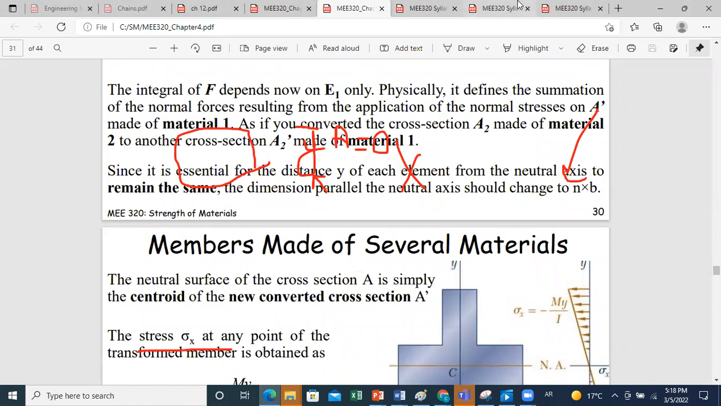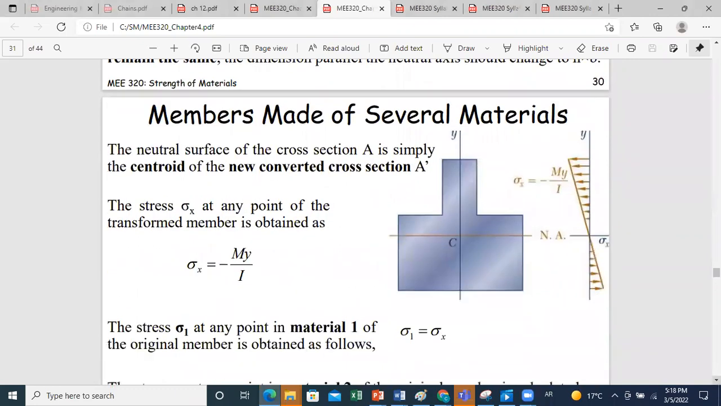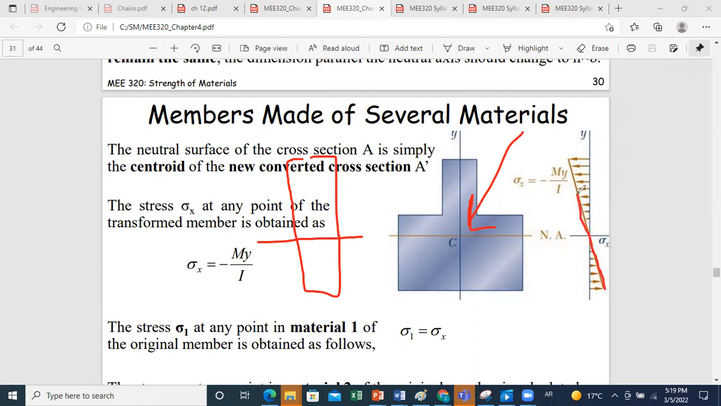As we said, since it's essential for the distance y of each element from the neutral axis to remain unchanged, the dimension parallel to the neutral axis should be changed and should be multiplied by n. So after we do the modification, all formulas developed before can be used. Of course, the stress distribution for this section is different than the stress distribution for the composite beam. But what I care for is that they have the same neutral axis. So I do the analysis here, and I get the linear distribution of stress here.